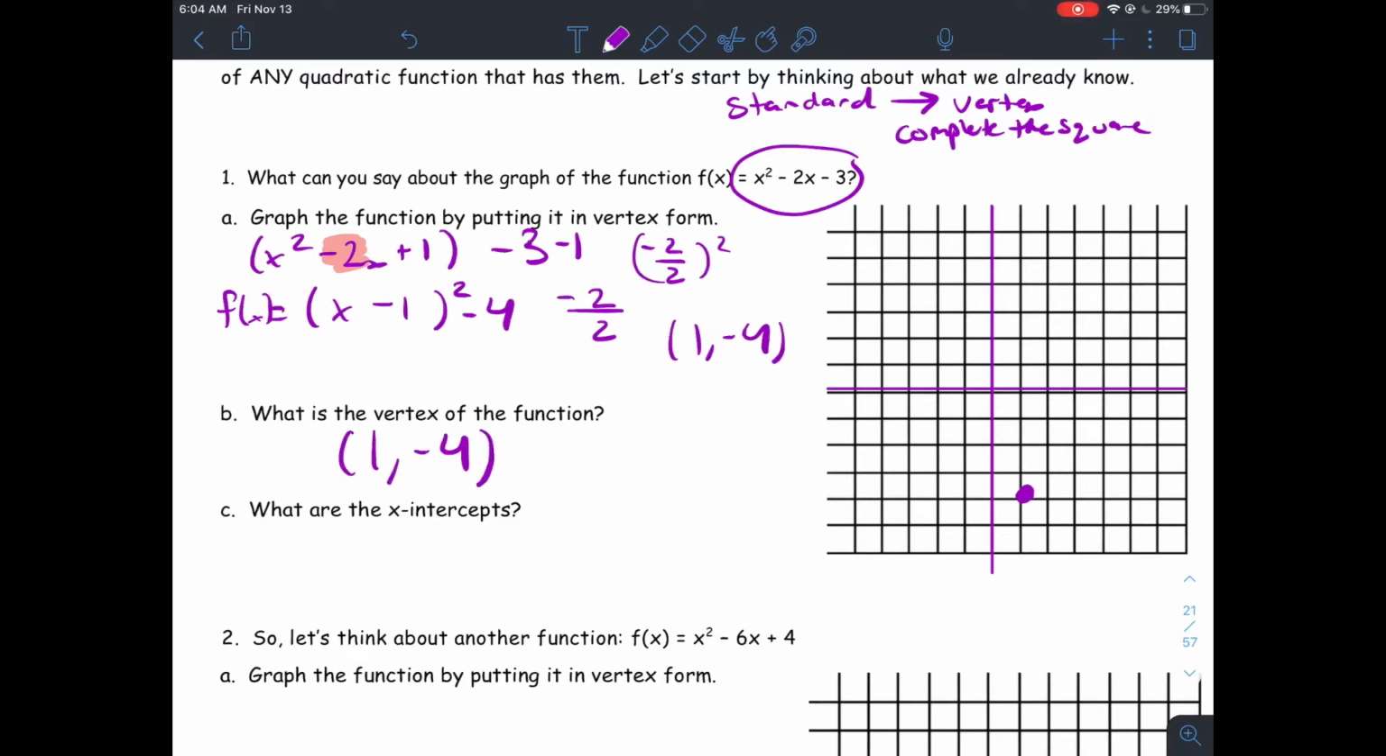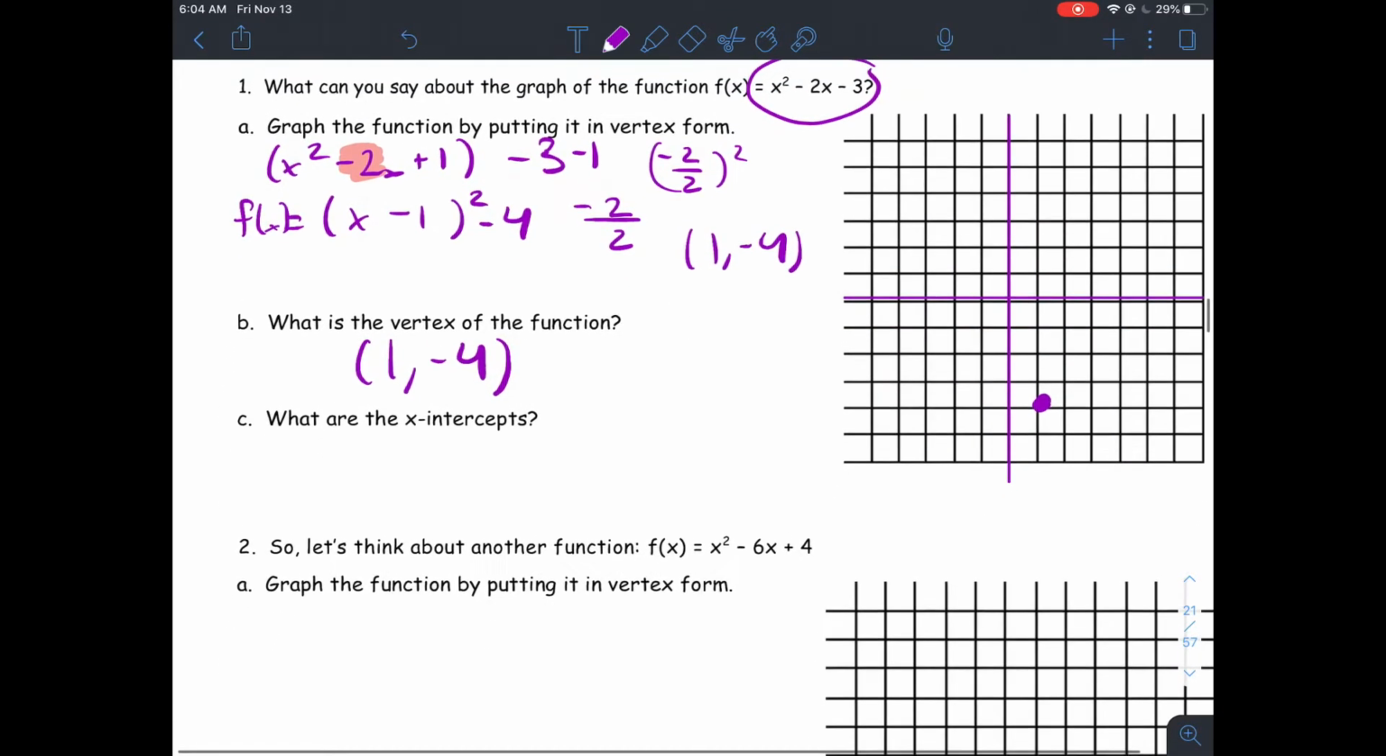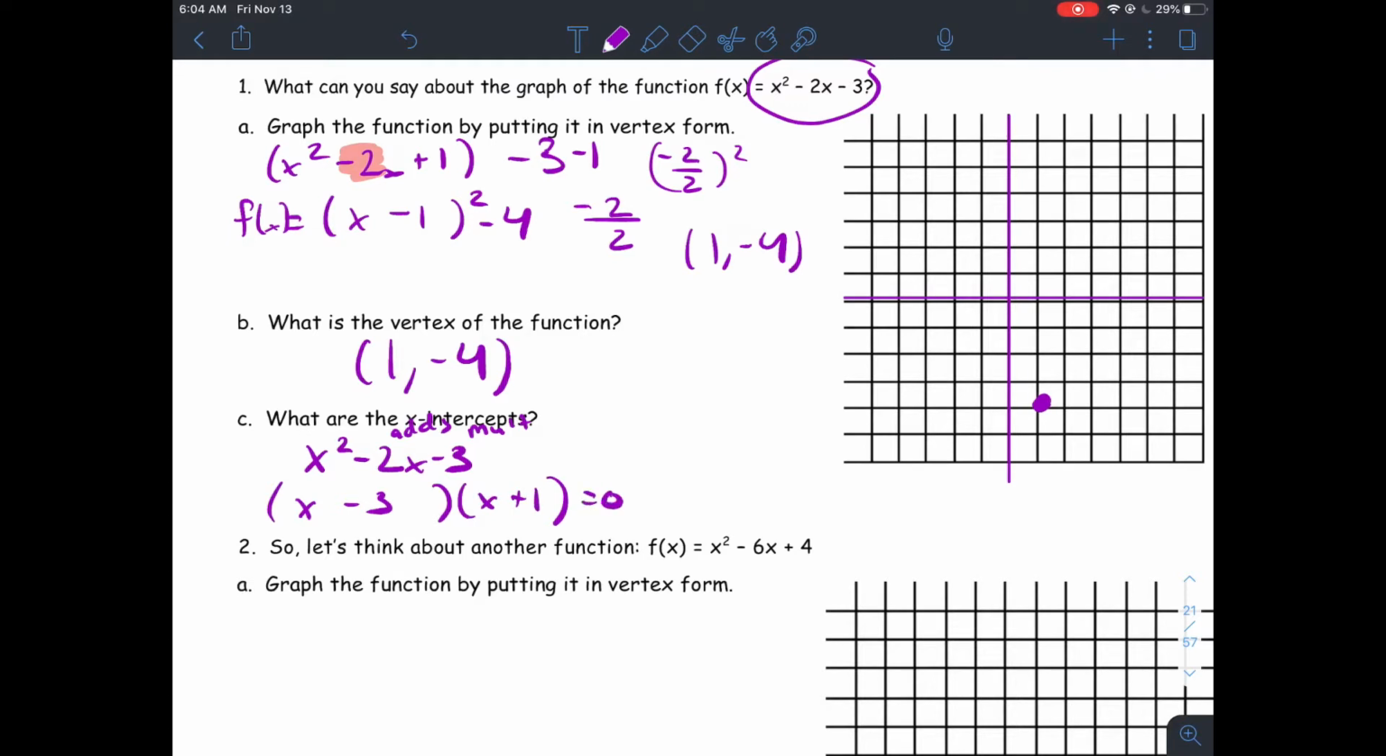Then they ask for the x-intercepts. Now, how do we get the x-intercepts? Remember, we factor and set the factors equal to 0. Now, keep in mind, like they said, this is one way to do it. We're going to learn a different method because sometimes this way does not work. All right, so remember we have to figure out what multiplies to give us a negative 3 and adds to give us a negative 2. So that's going to be x minus 3 and x plus 1.